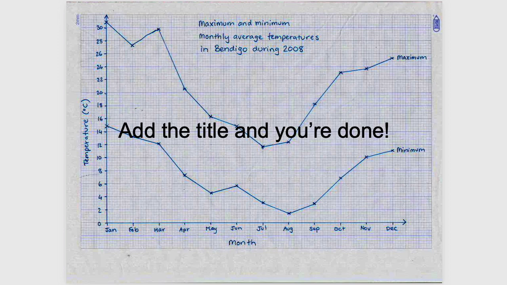And now try it yourself. Plot the maximum and minimum monthly average temperatures for another time or place. How does your line graph compare to this one?